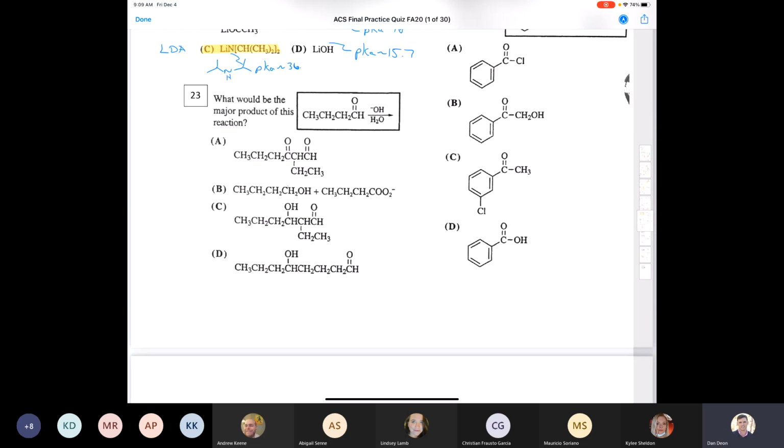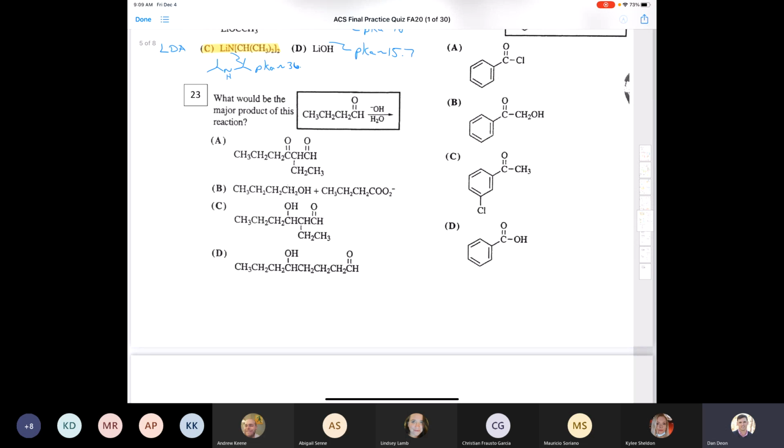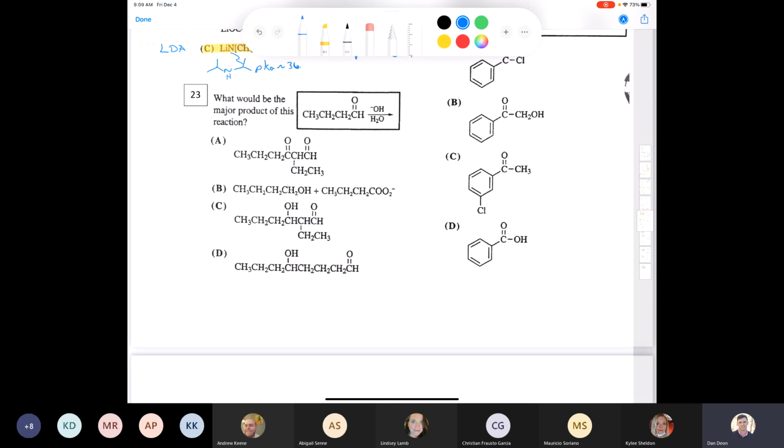Number 23. What would be the major product of this reaction? This also comes from the enols and enolates alpha carbon chemistry chapter, so this is chapter 21 material as well. This one you've got to be careful with. This is an aldol addition reaction. If you're wondering, how did you know it was aldol addition and not aldol condensation? Because remember, aldol condensation, we would treat the aldehyde.